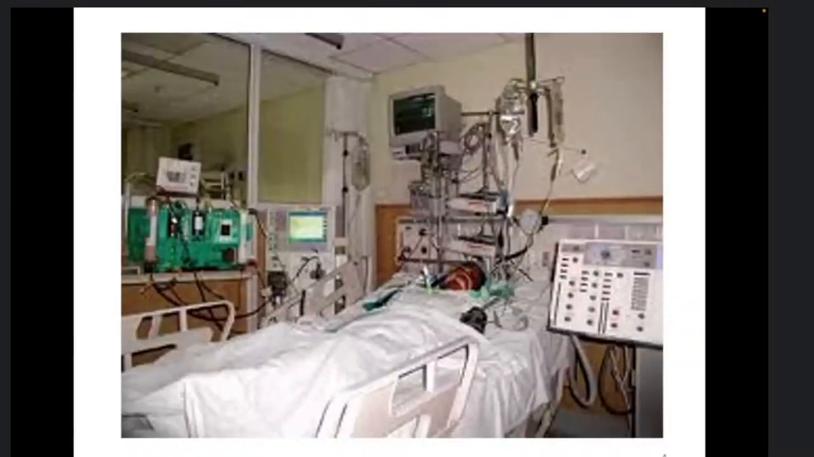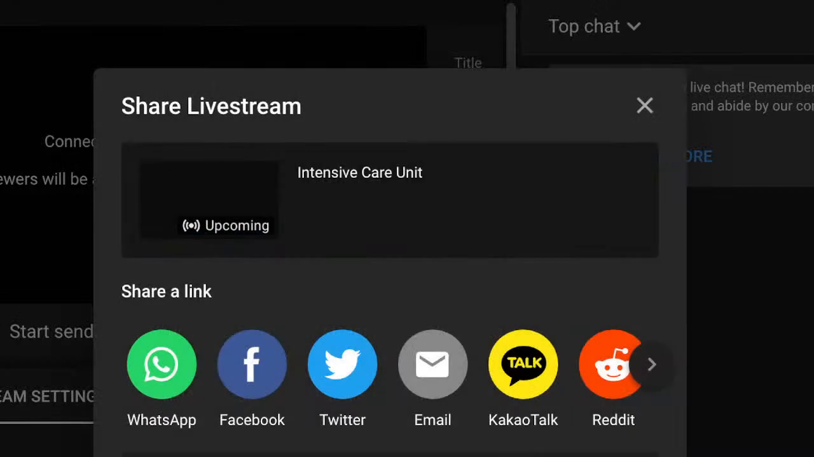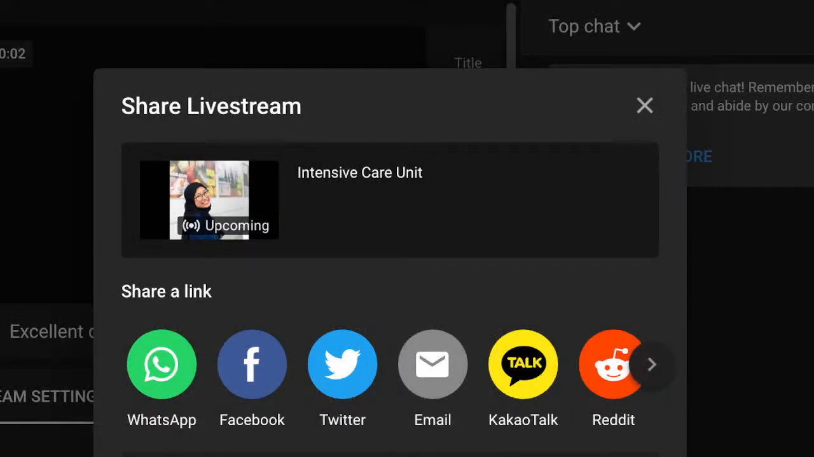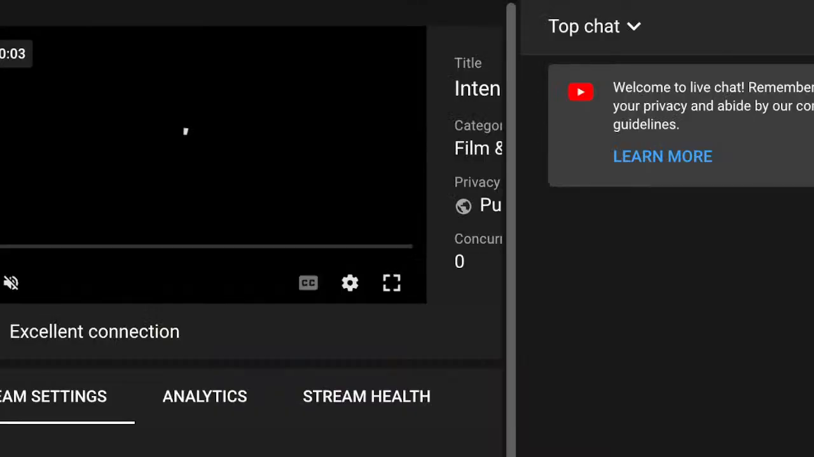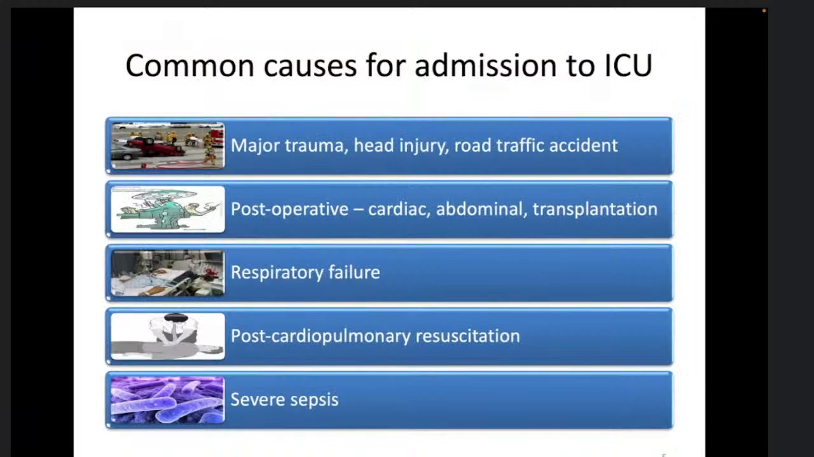Alright. Okay, so you have the idea lah macam mana keadaan dekat ICU tu kan, ataupun sekarang ni during COVID punya era hari tu banyak kan in the news, you can Google lah dalam YouTube kan, lots of ICU punya setups. So these are the common causes for admission to ICU.